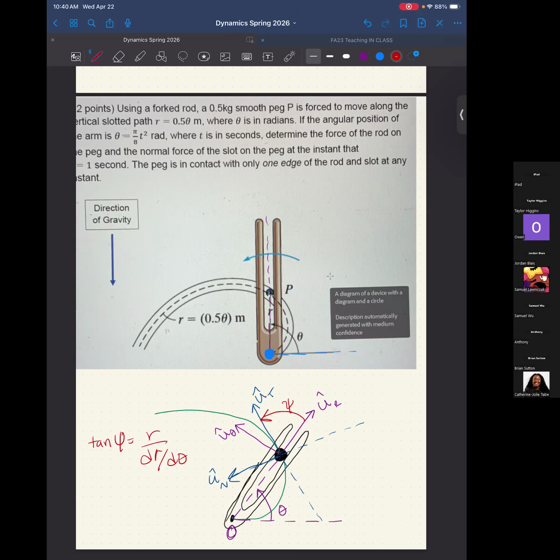Are we expected to memorize the tan psi equals r over dr over theta? I thought I added it, but I guess I did not. Yeah, you'll just have to memorize it, Samuel.